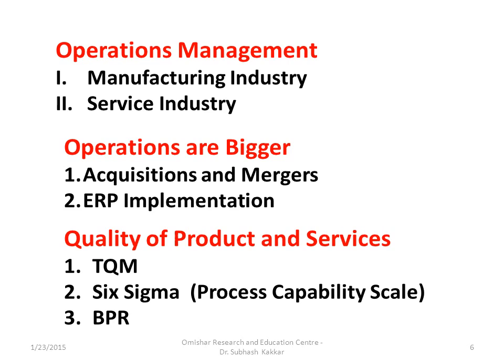Operations are now becoming bigger and bigger. Acquisitions and mergers are going on, and the operations are large and cannot be handled manually. So one requires the help of software. And people are now giving importance to quality, TQM, Total Quality Management, Six Sigma process, capability scale, and BPR, Business Process Reengineering.